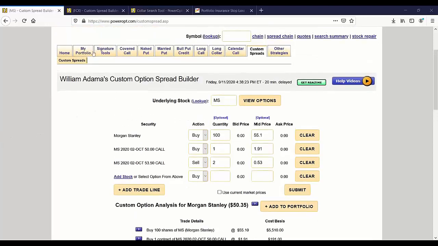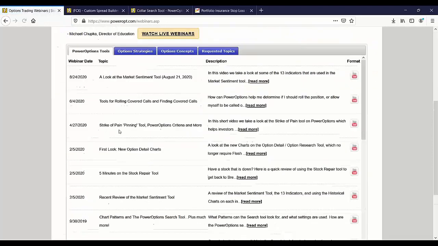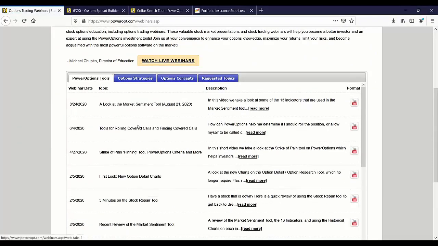Okay, but the stock repair tool is very powerful for various positions. Again, on the webinar section, once more, I just want to mention, if you go into the Power Options tools from a few months ago, here's just a quick, more in-depth 5 minutes on the stock repair, how that structure works, why I would look for a credit over a debit. But at times, a debit spread repair, if it's built, can be very powerful in that case as well.